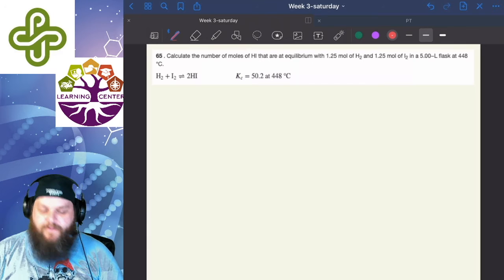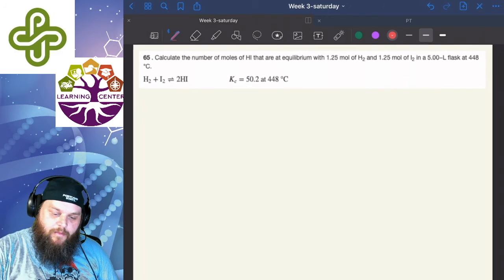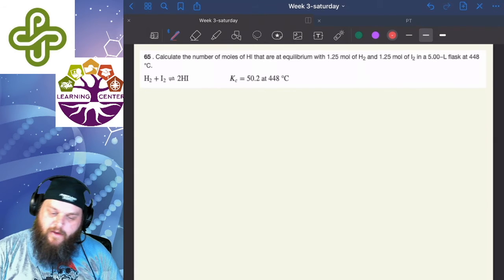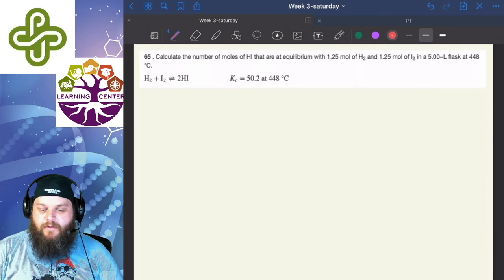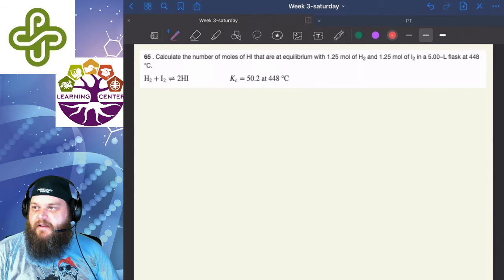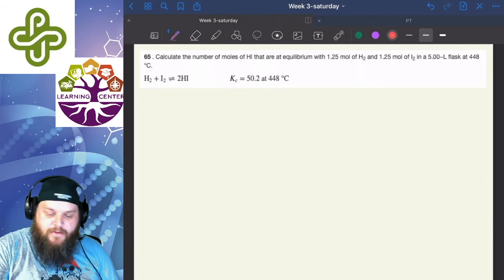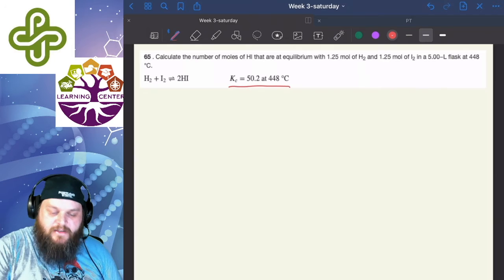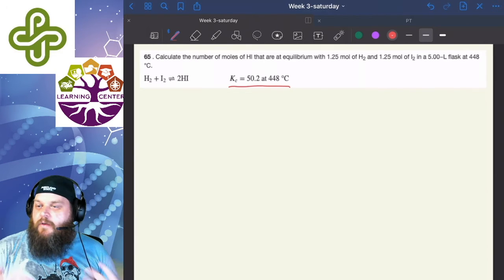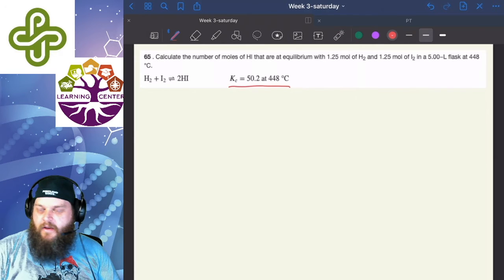Number 65 here says calculate the number of moles of HI that are at equilibrium with 1.25 moles of H2 and 1.25 moles of I2 in a 5.00 liter flask at 448 degrees Celsius. That temperature is important because this constant changes for different temperatures. They're giving us the constant at that temperature, so we can use what we got there. But if this were to change temperatures, we're going to have a different constant.